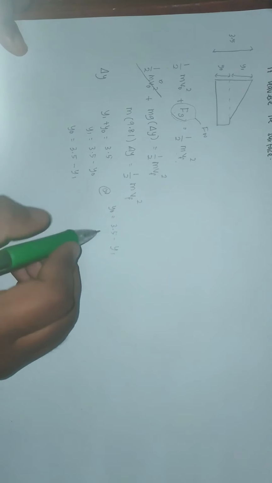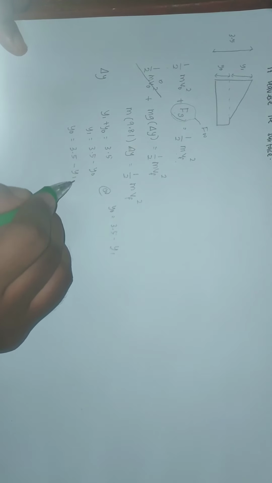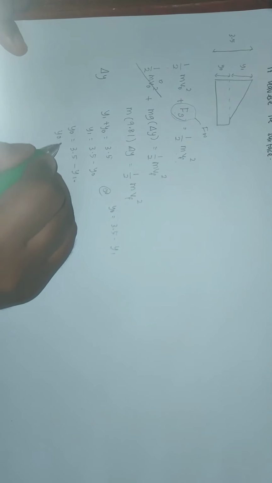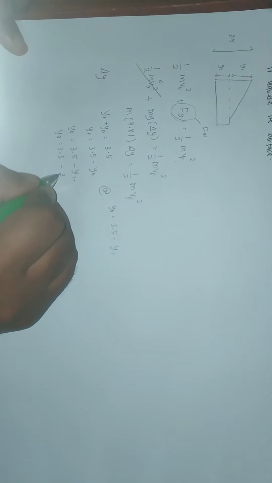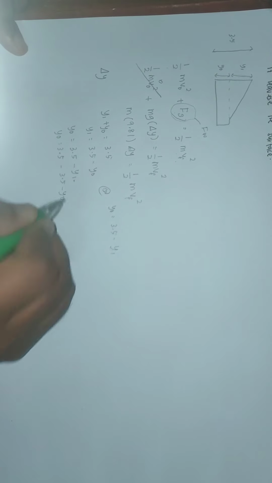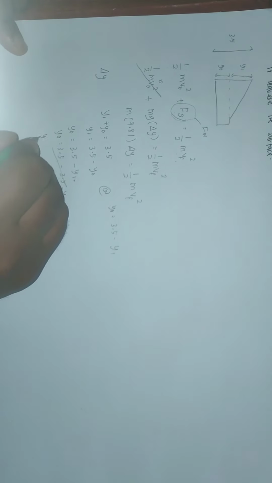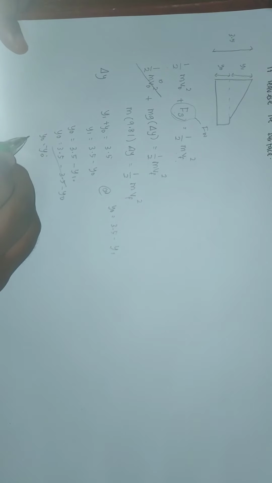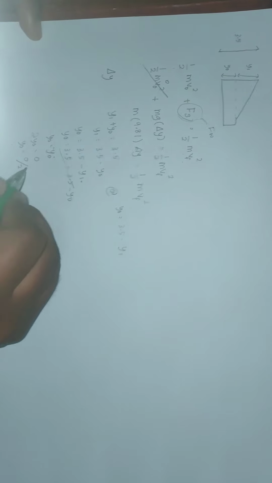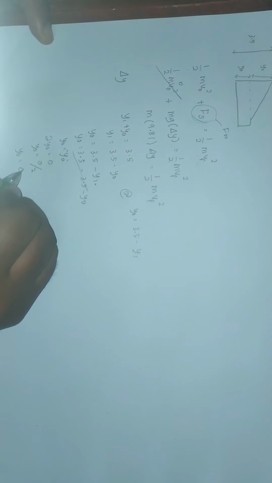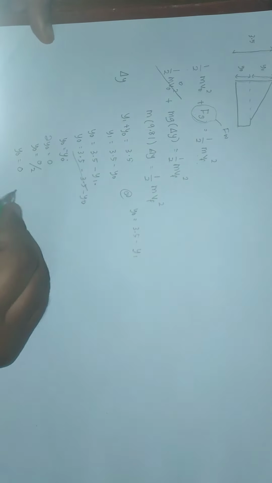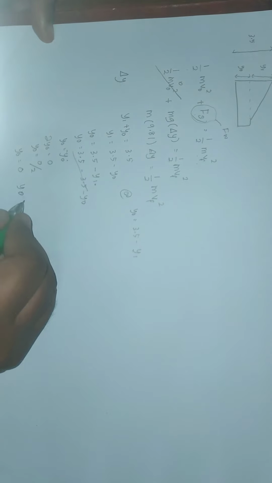So we just put this equation into this equation. y0 equals 3.5 minus (3.5 minus y0). This is 0, so y0 equals negative y0. Here we can get 2y0 equals 0, so y0 equals 0 divided by 2, which gives 0. So we assume that y0 is 1.